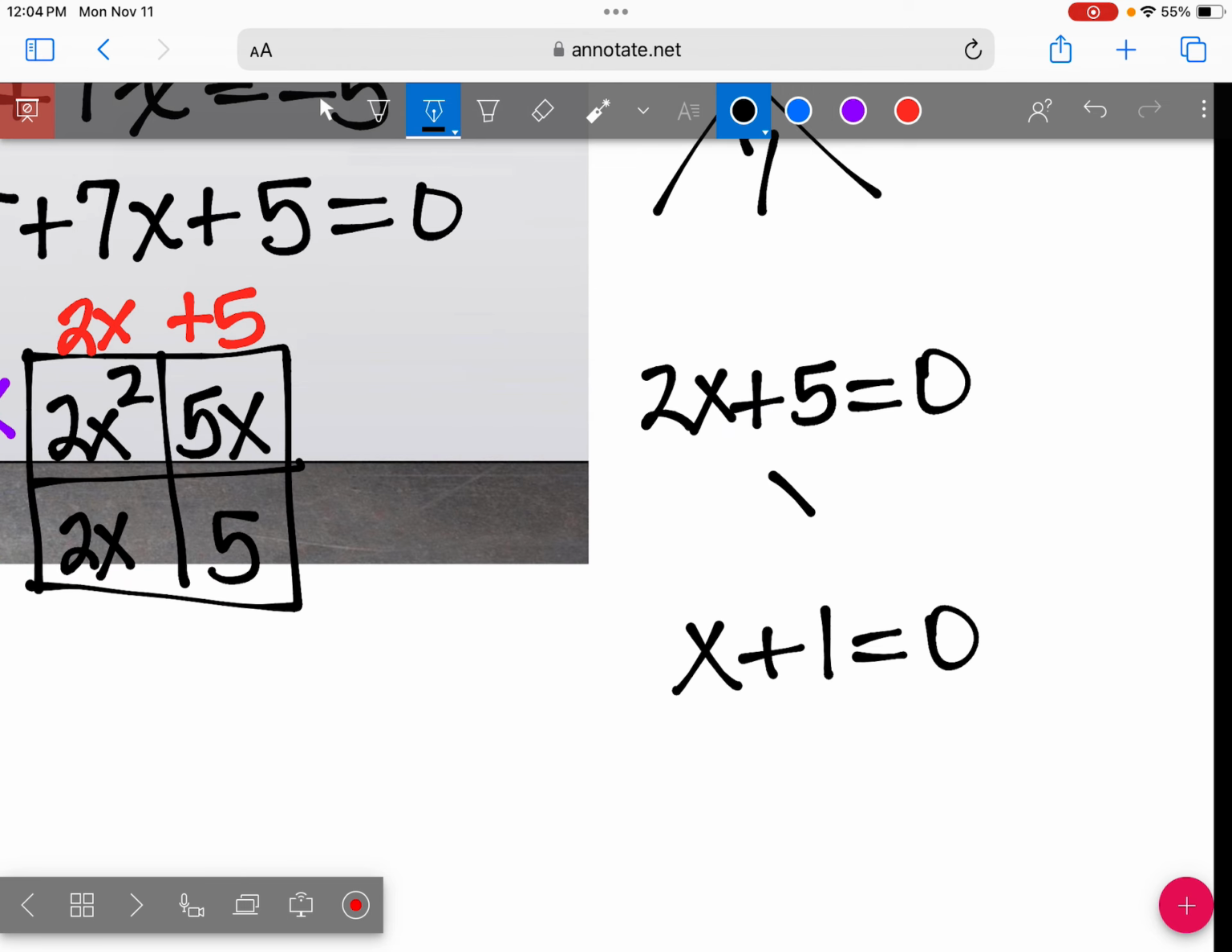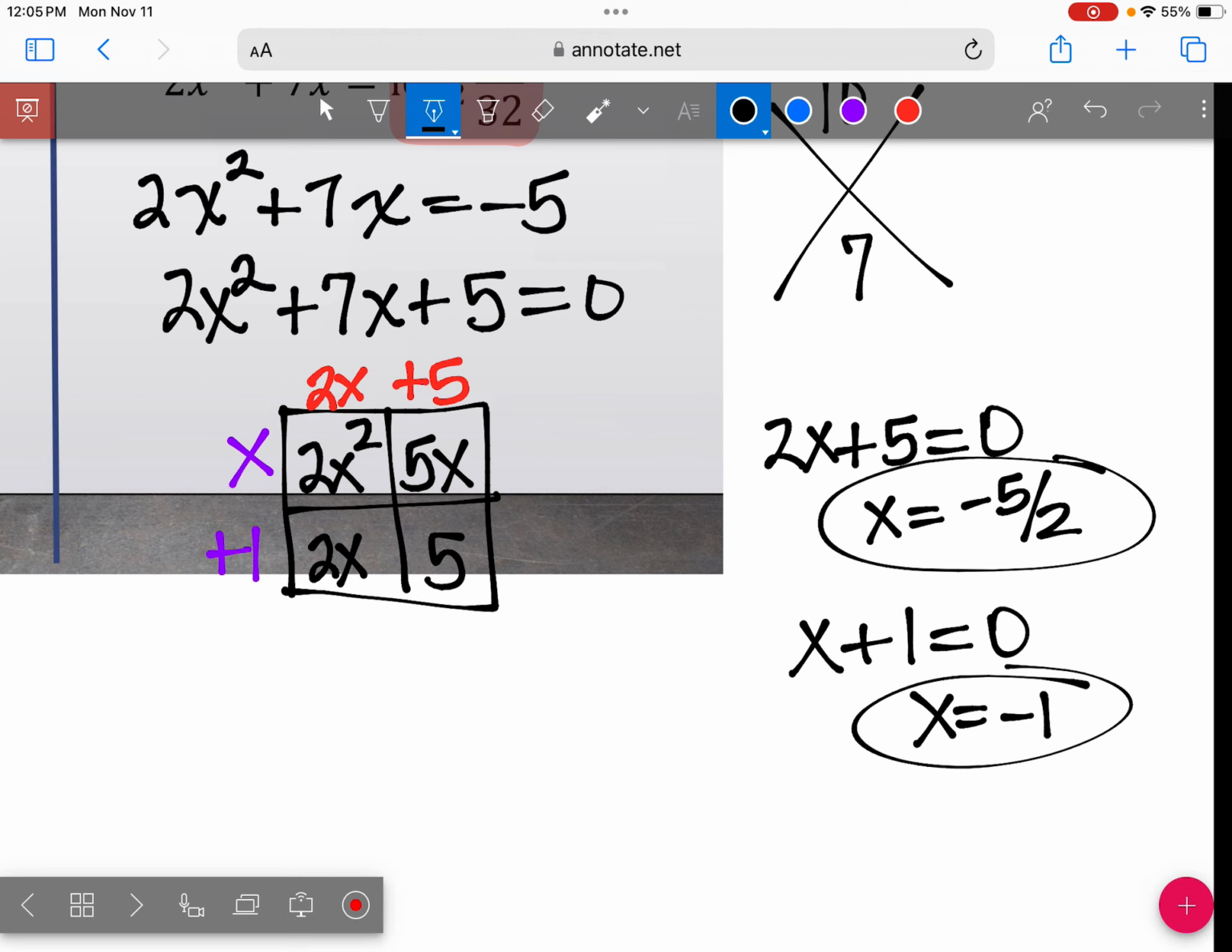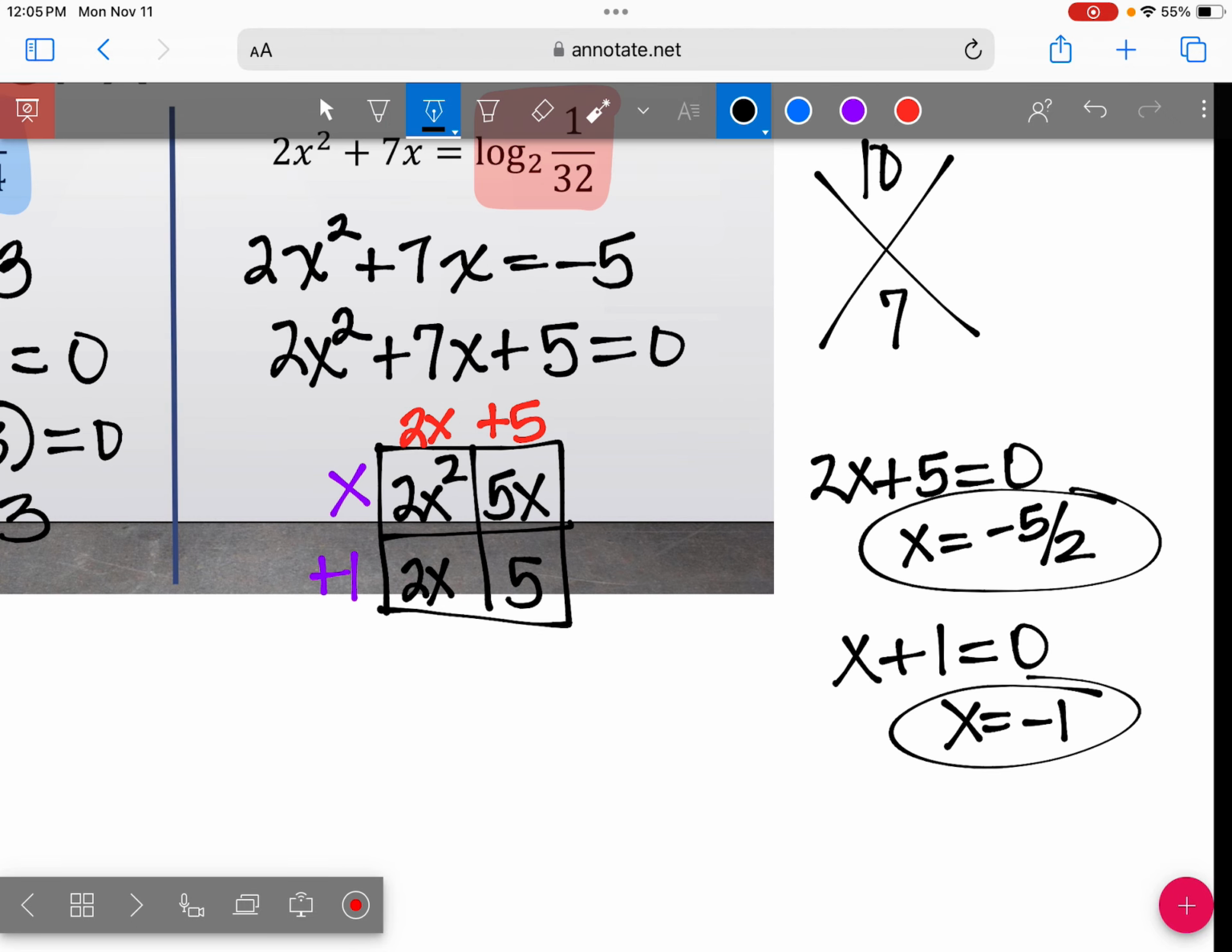So when you solve both of those, you should get x equals negative 5 over 2 and x equals negative 1. Any questions about those first four? Pretty basic stuff.